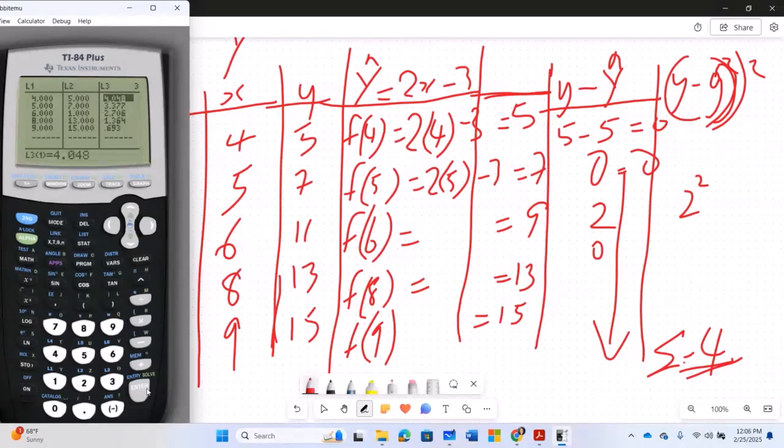All right, so let's see. We are going to L4. And in this L4, I'm going to clear. And in L4, I will find L2 minus L3. That's what we did here. L2 minus L3, which is observed minus predicted. So that is what I'm going to tell my calculator right now.